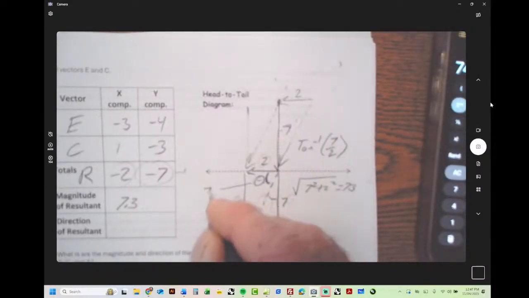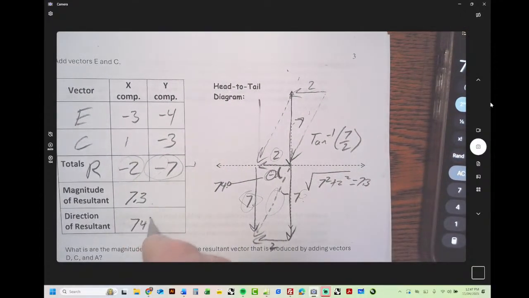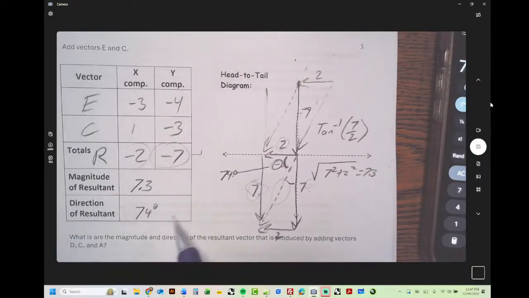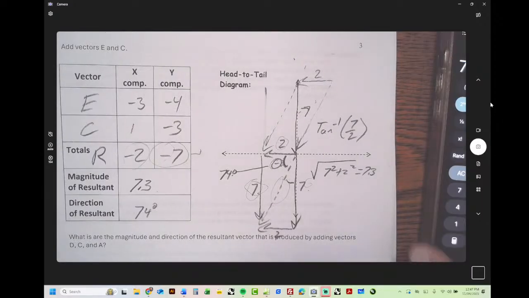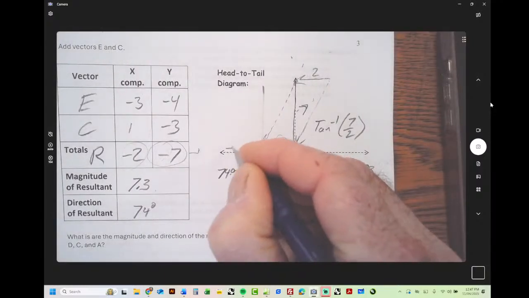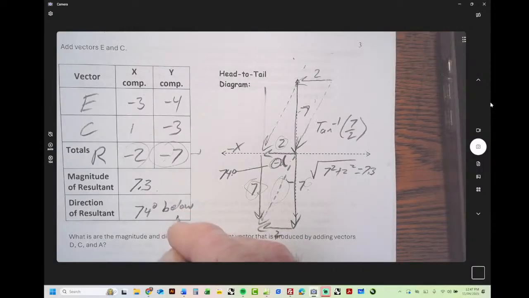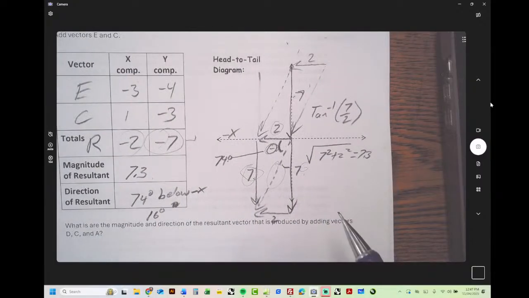So theta is 74 degrees, but 74 degrees alone will only get you partial credit. You need to tell me 74 degrees in which direction from where. You can either do the heading way you do it in pre-calc, or you can say, this is negative x. I'm going to call it below negative x. Below negative x. Or you can say it's 16 degrees, where from where? Left of negative y.